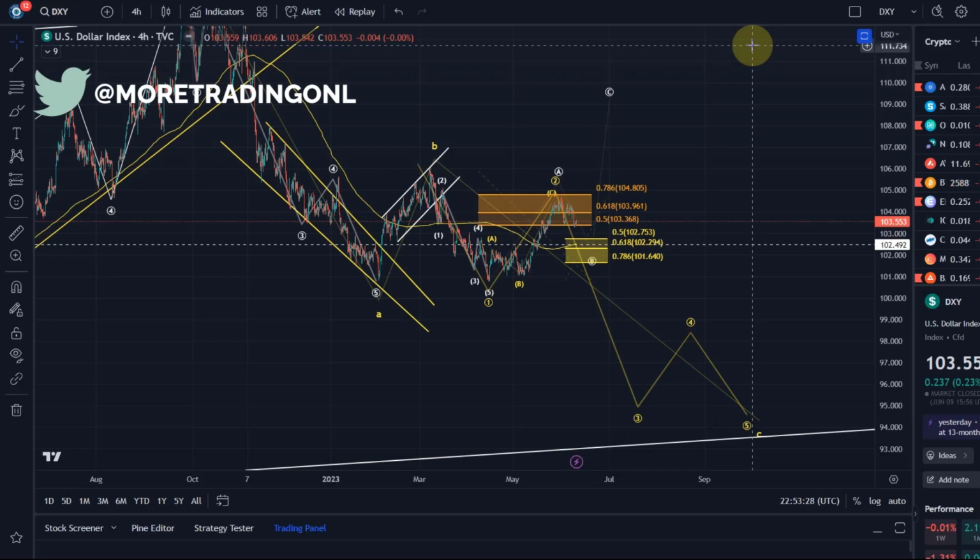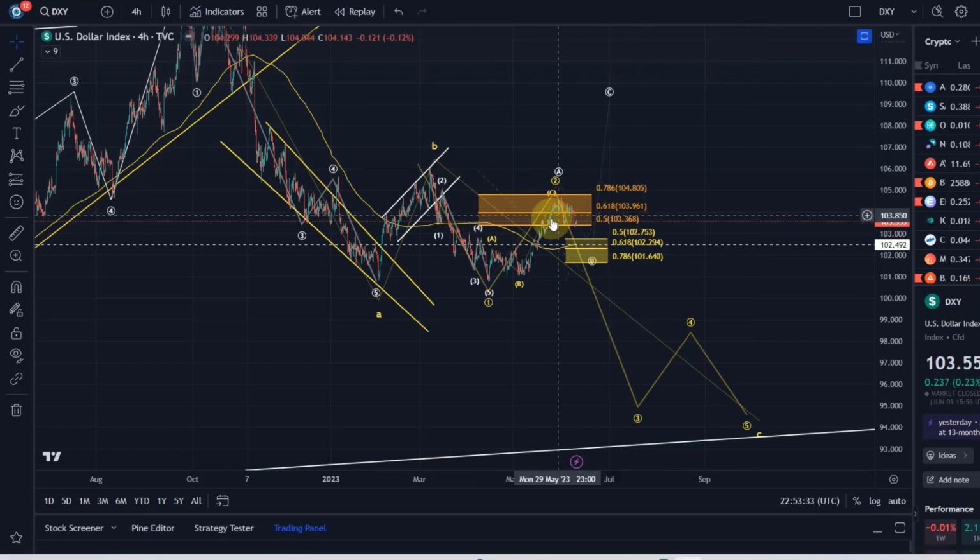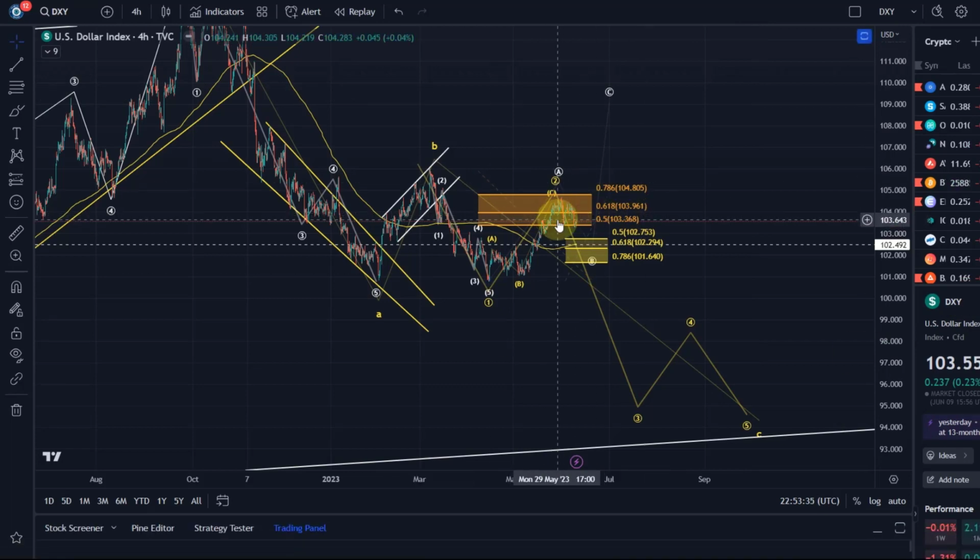The situation is largely unchanged. We had a bit of a reaction to our resistance area up here. We're going to take a look at that in a minute. But overall, the DXY hasn't moved a lot in the last few days.